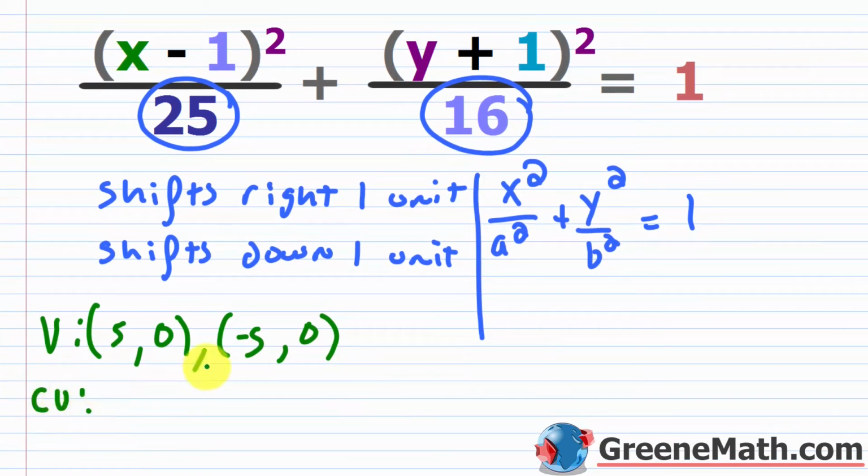Okay, so from our formula, again, we turn to this b squared, and we say it's 0 comma square root of this guy. Square root of 16 is 4. And then 0 comma negative square root of that is -4.